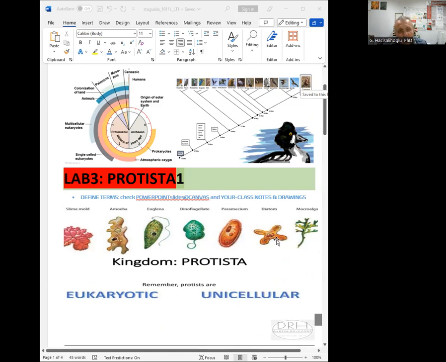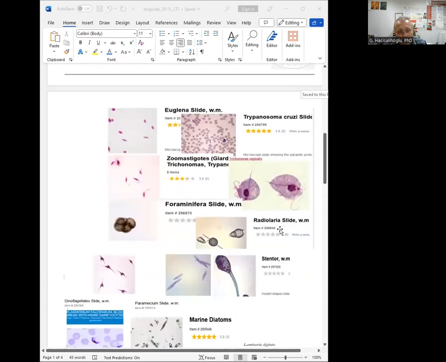This is lab 3. Lab 3 and lab 4 both cover Protista. So 5 supergroups: supergroup Excavata, supergroup Chromalveolata, supergroup Rhizaria, supergroup Archaeplastida, and then supergroup Unikonta. Okay, so 5 supergroups. I always start with PowerPoints.